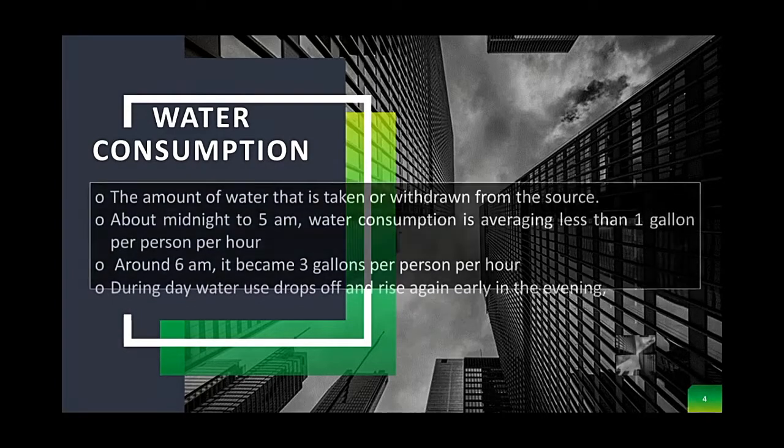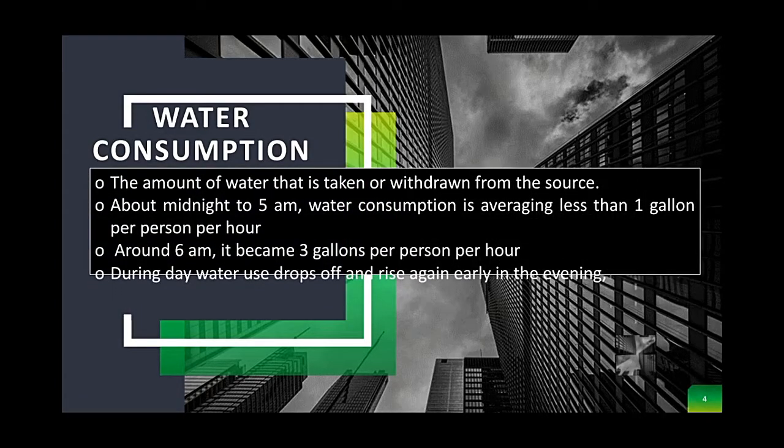Next is water consumption. Water consumption is the amount of water that is taken or withdrawn from the source. About midnight to 5 a.m., water consumption is averaging less than 1 gallon per person per hour. So, ito yung time na sobrang kukunti lang yung water consumption sa bawat bahay. And then, around 6 a.m., it became 3 gallons per person per hour, and during the day, water use drops off and rises again early in the evening.